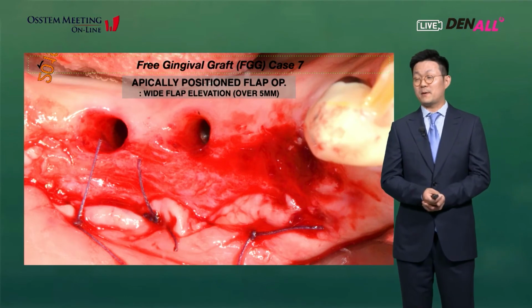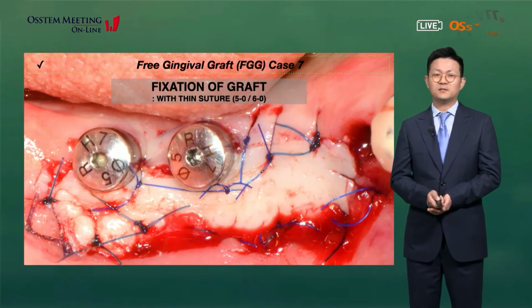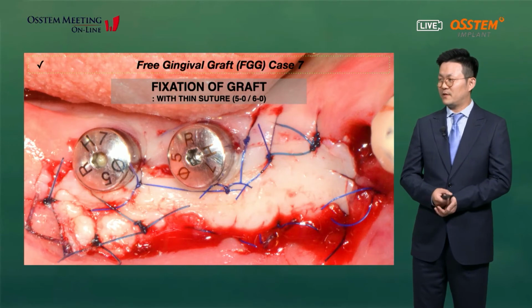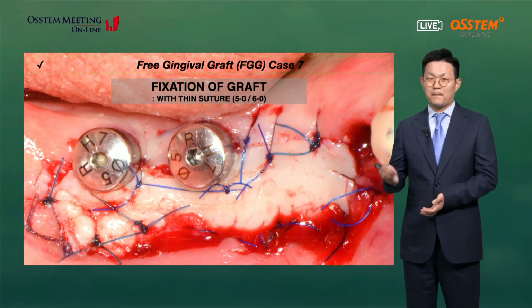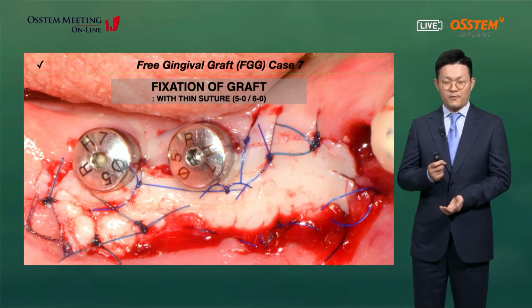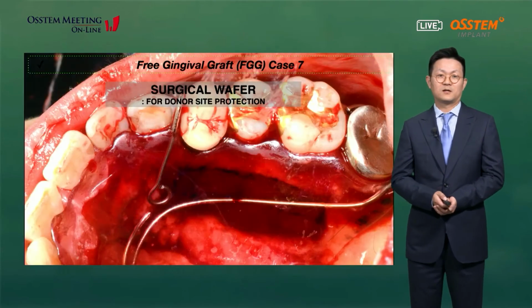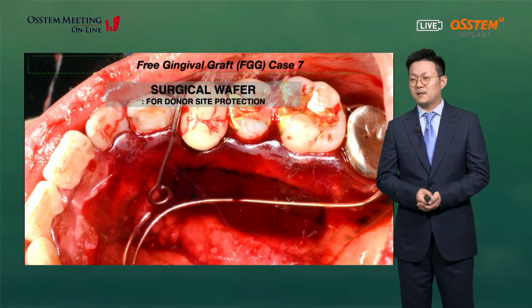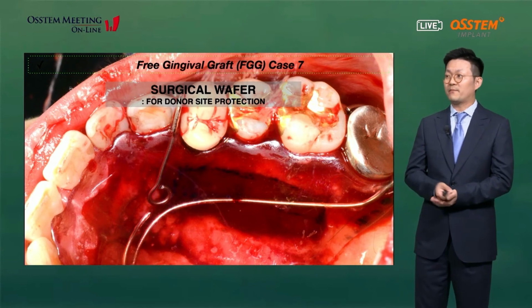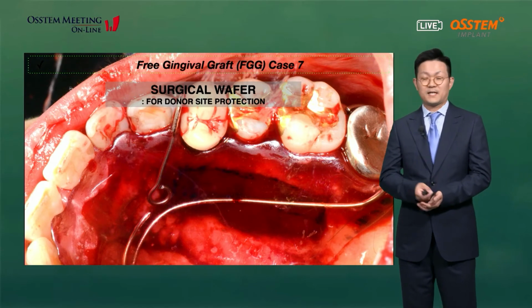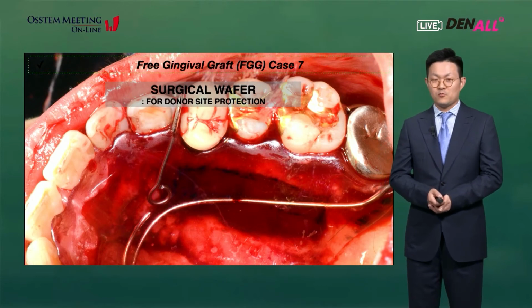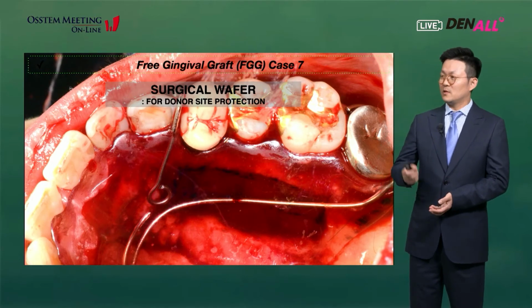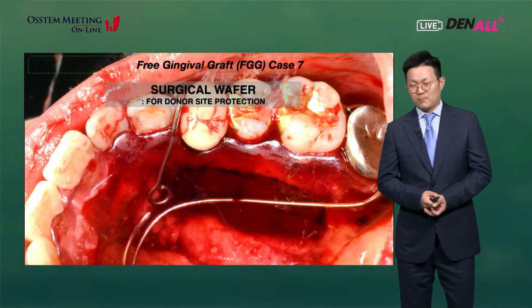After wide flap elevation over 5 years, I fixed the graft tissue from the palate with 5-0 or 6-0 sutures. In this case, as you see, I delivered the surgical wafer for donor side protection. And we can use this wafer for bleeding control.